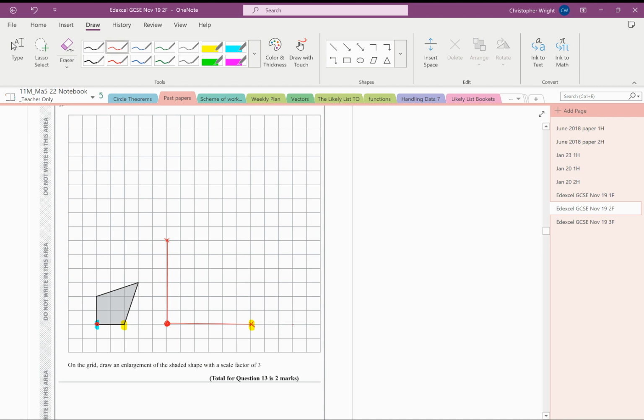1, 2, 3, which takes me to here. Put it right here, and I'm not going to go up 3, I'm going to go up 9. 1, 2, 3, 4, 5, 6, 7, 8, 9. So this point is going to end up here. And now I just simply need to join up my shape. There we go. And that is question 13.